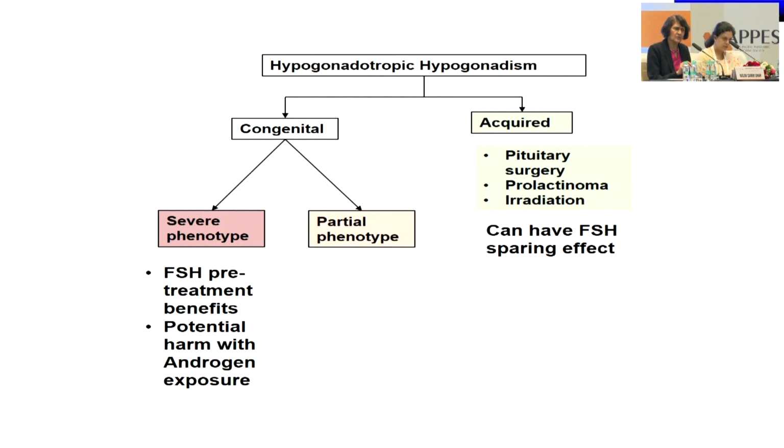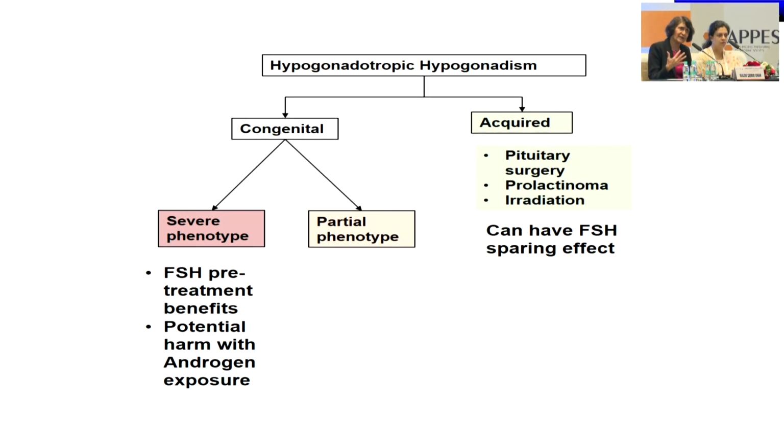So in our own practice, what we have tried to do is that patients who present to us with congenital hypogonadotropic hypogonadism and have severe phenotype, we try and use FSH pre-treatment in these individuals, and we try not to expose them to androgens as a pre-treatment so that the Sertoli cell population is not curtailed in these individuals.